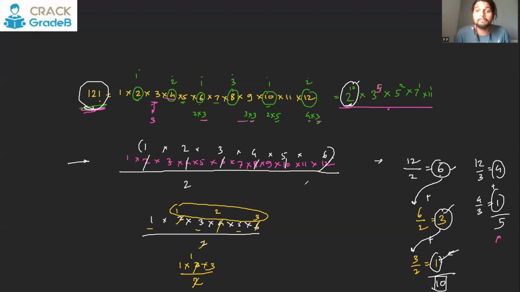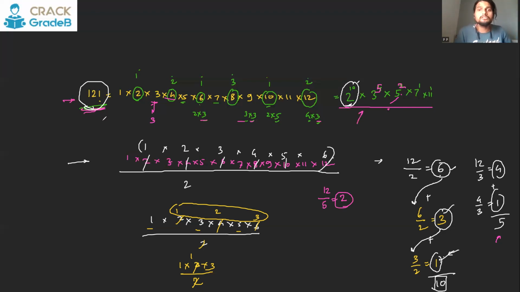Similarly, if you have to count the number of 5s, you just have to divide 12 by 5. The complete quotient is 2. You can't divide further. That means there will be 2 5s. And so on. So this is how you are going to count the number of odd factors in any number.